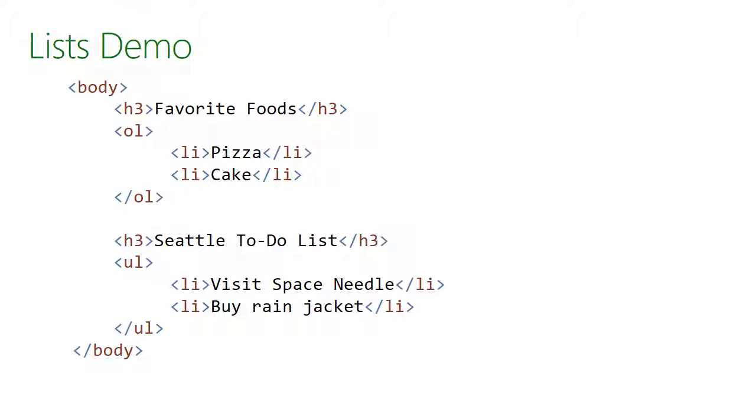Quick demo, again in the book. You've got an ordered list of favourite foods, so this would list number 1 pizza, number 2 cake, and then you've got a to-do list, which would just be bullet points.